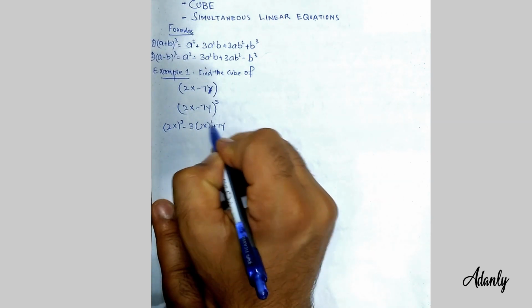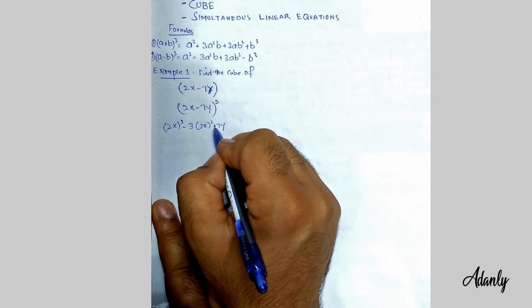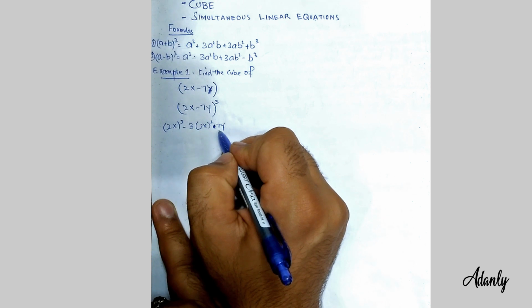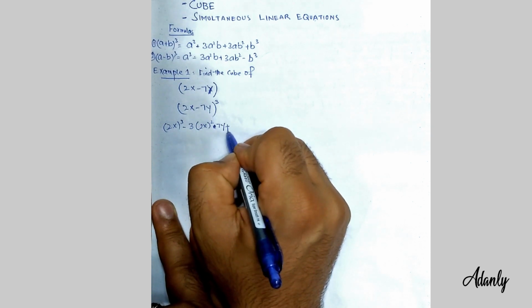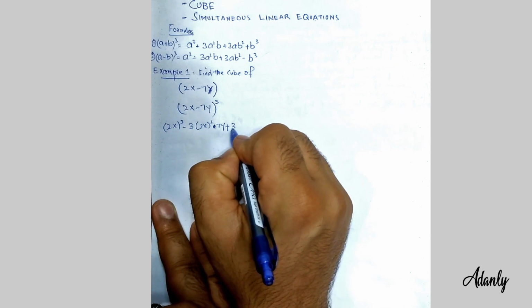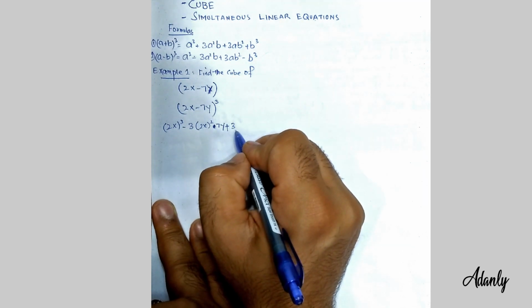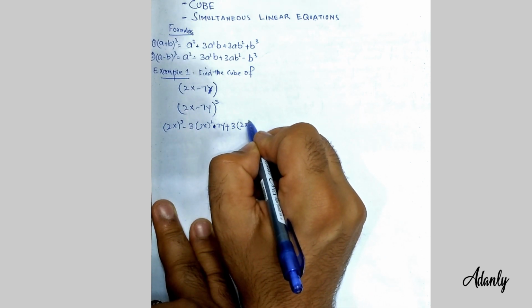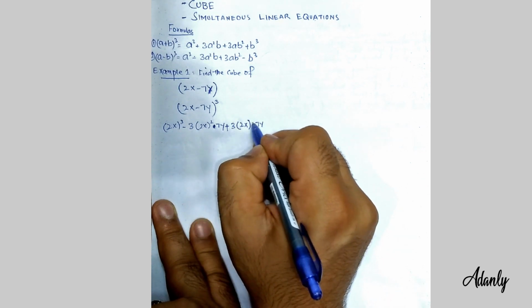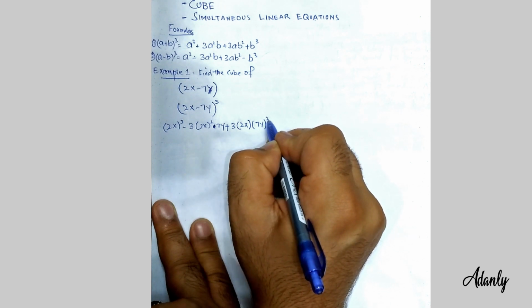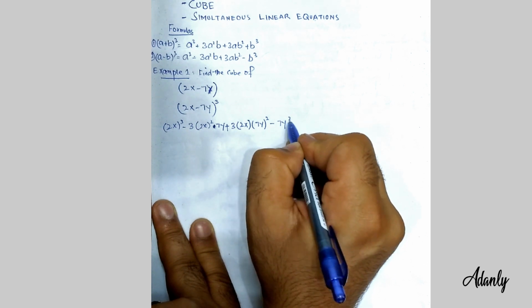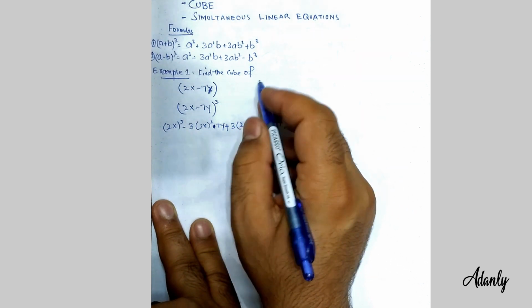Minus 7, but as minus is already there, there is no need of even writing plus or minus, so it will become 7y, and then we will write plus according to the formula, 3 in place of a we will write 2x, in place of b square we will write (7y) whole square, and minus (7y) cube in place of b cube.